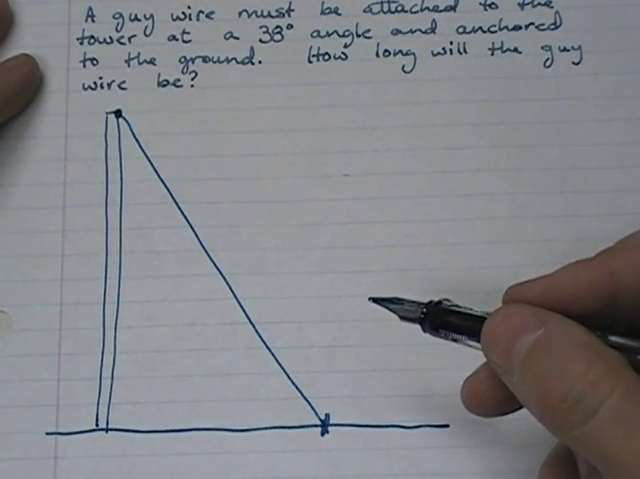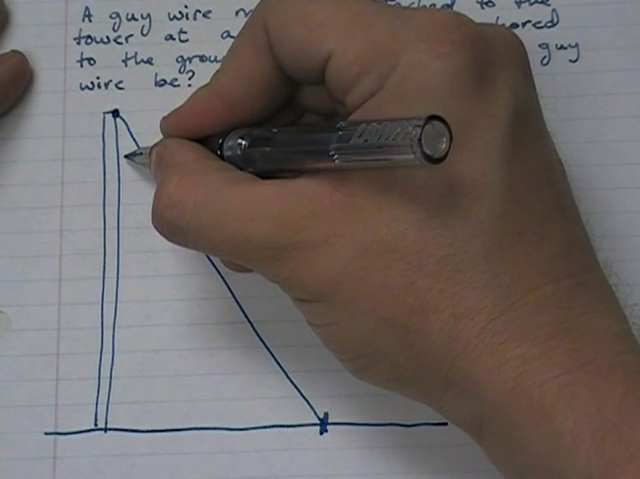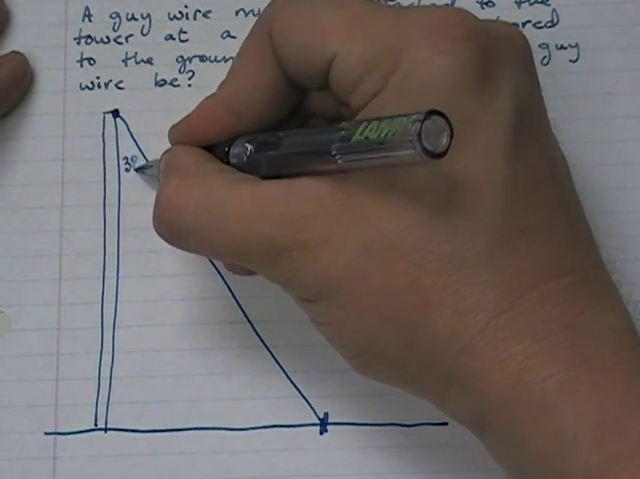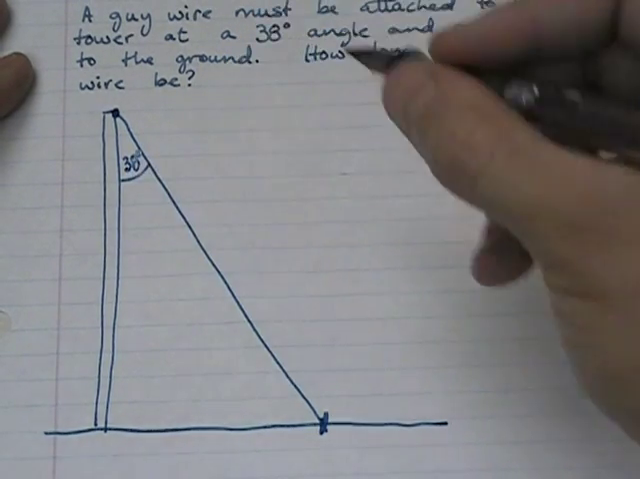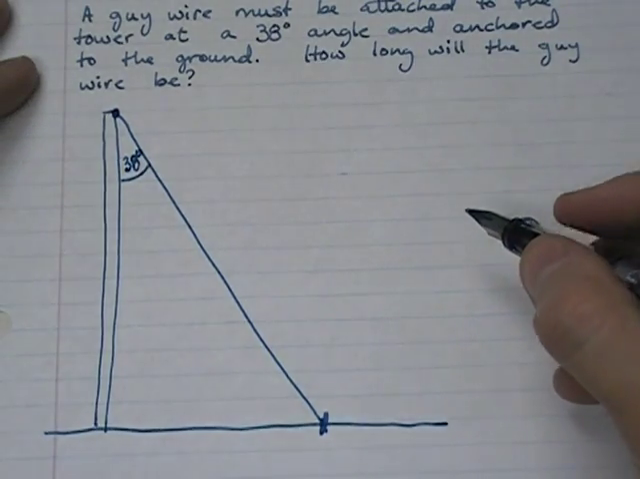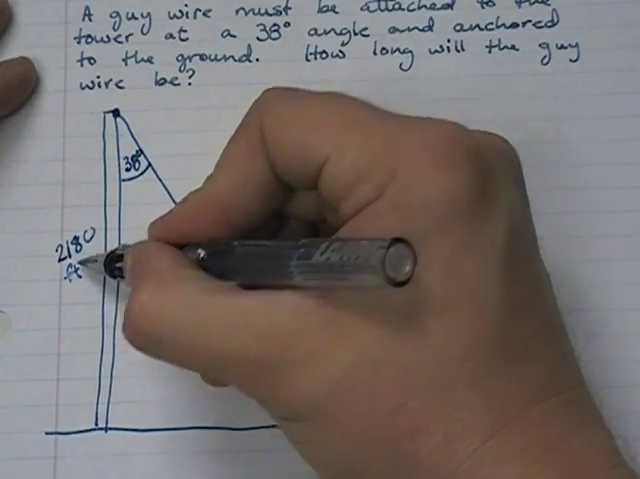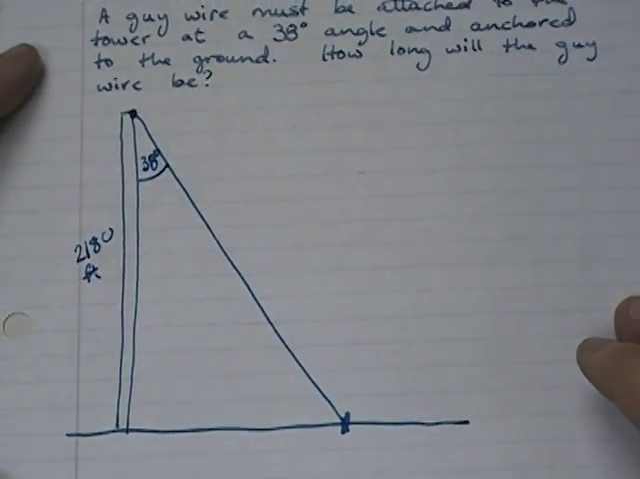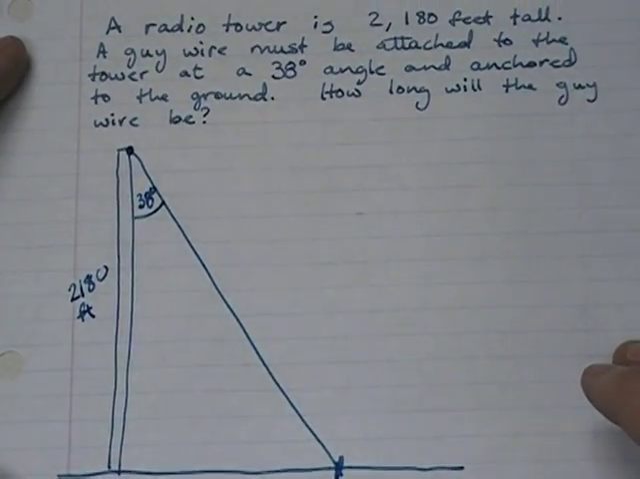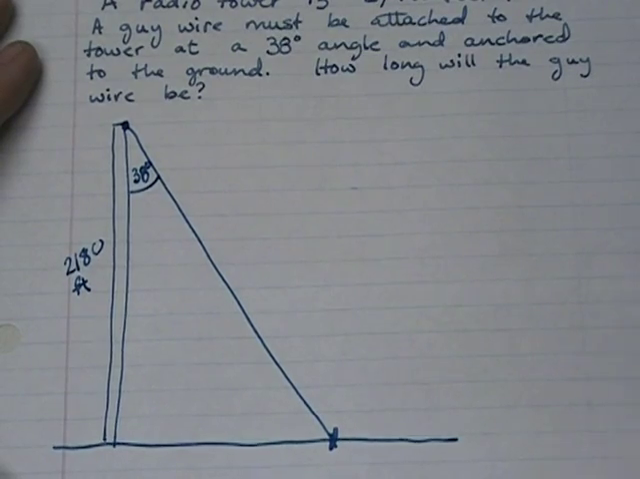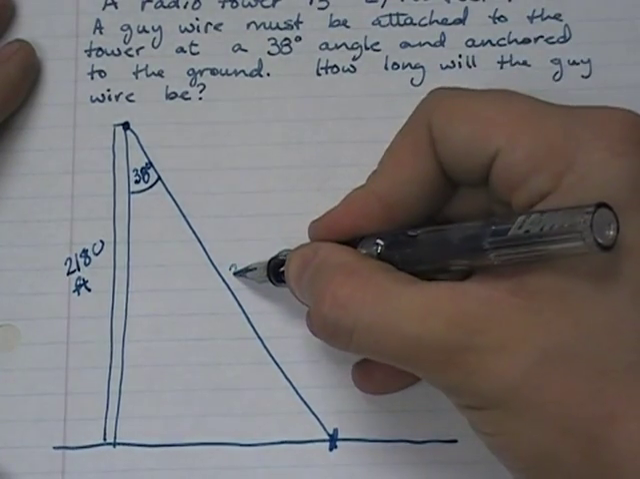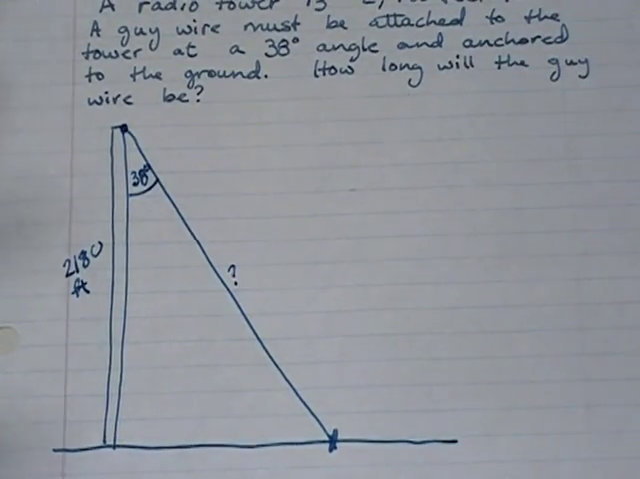And they told us a couple of things. They said that the guy wire had to attach at 38 degrees. And they told us that the tower was 2,180 feet tall. Okay. Now, they asked us a question. They said, how long will the guy wire be? Well, here's the guy wire. So they ask us how long that is.